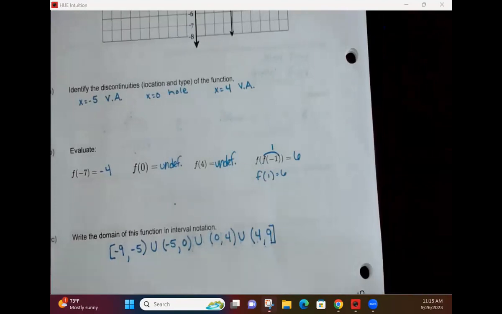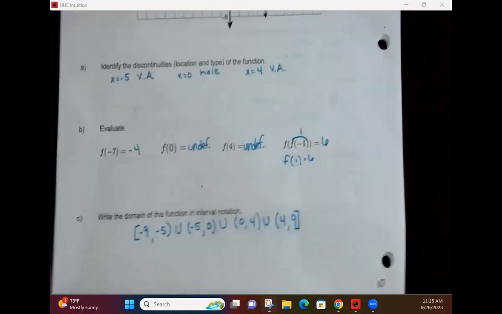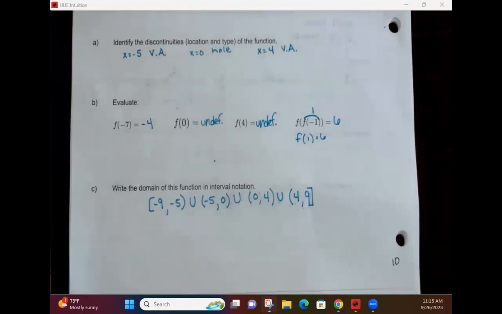Questions for me on the domain there? Got a lot of things to consider for that one. Okay, so discontinuities. We've got holes, we've got jumps, we've got vertical asymptotes that we'll look at.